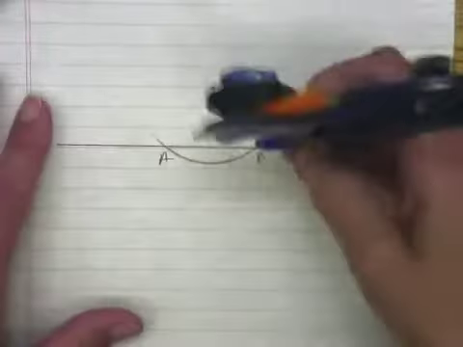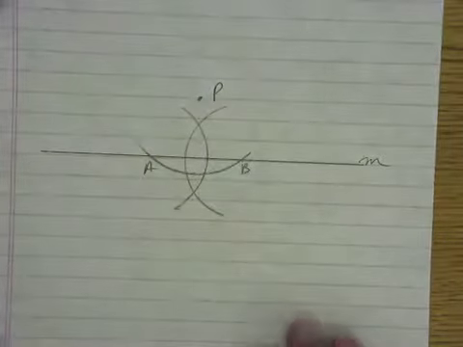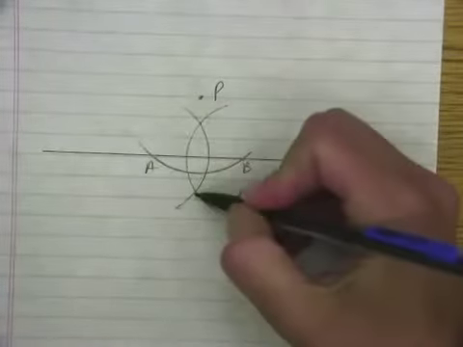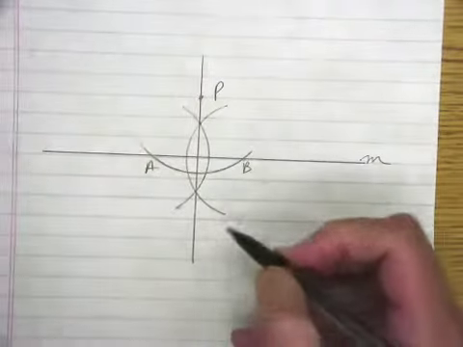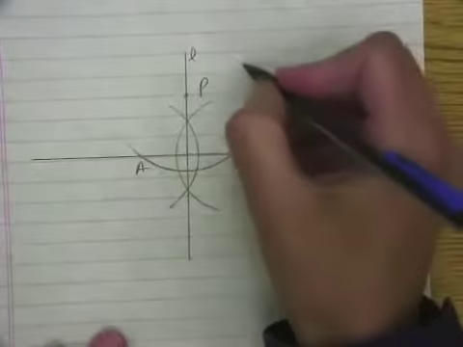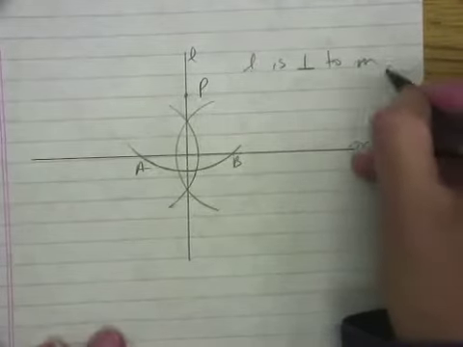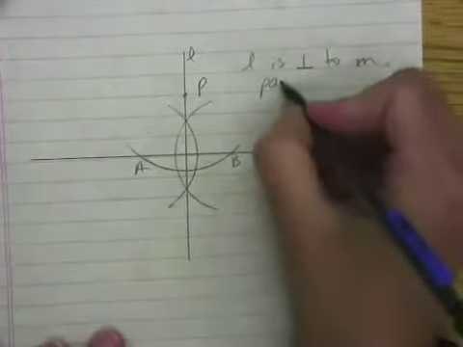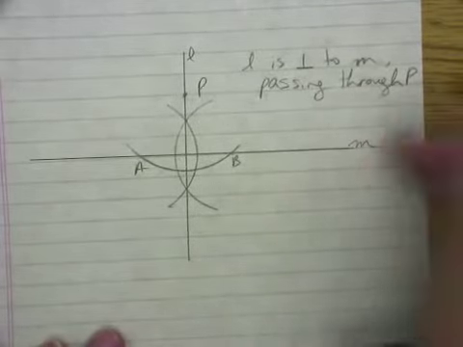And now I do the exact same construction that I did back here. I'm going to construct the perpendicular bisector of segment AB. So I make this arc. I make the exact same arc from A. And when I connect these 2 points of intersection, there's my line L perpendicular to M, passing through P.